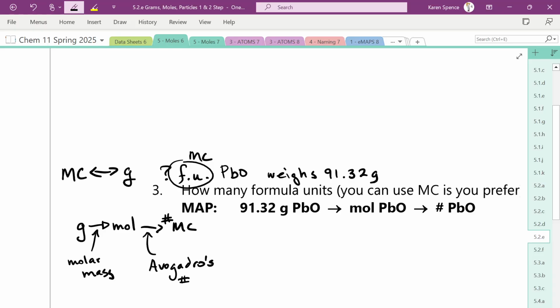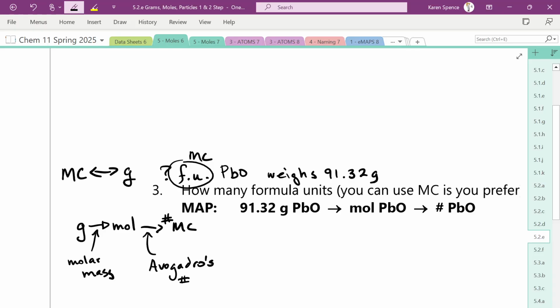So this looks really good here because we've got grams on the top and we have grams on the bottom. So what we want to do is we want to have grams on the bottom and moles on the top. Don't put in numbers, put in your units first.